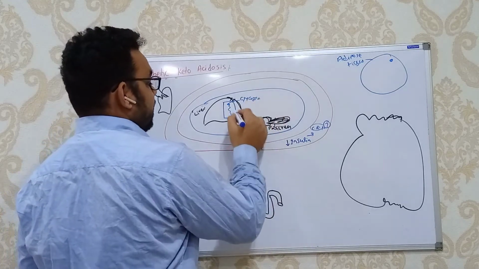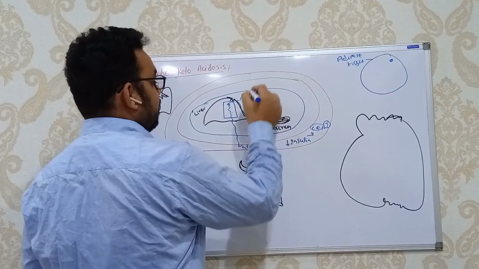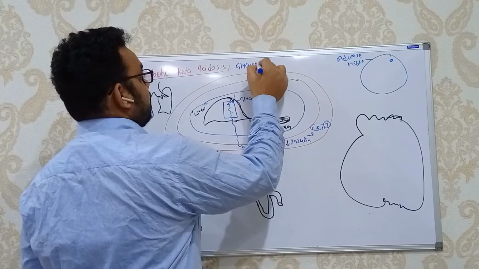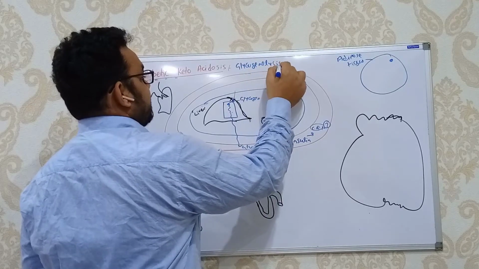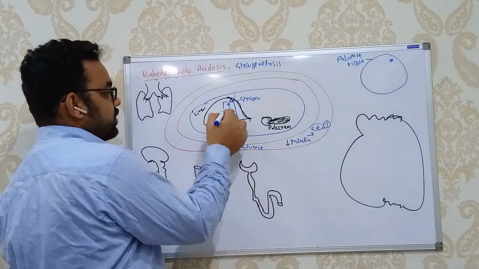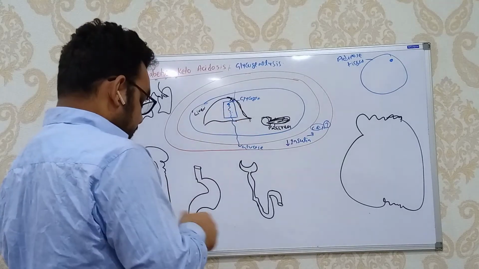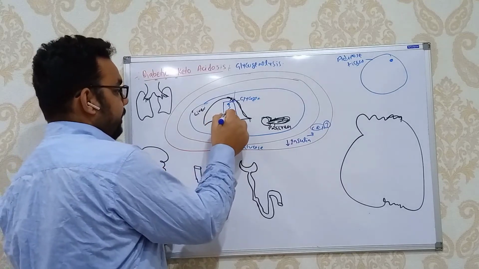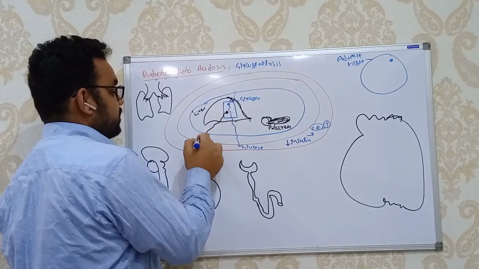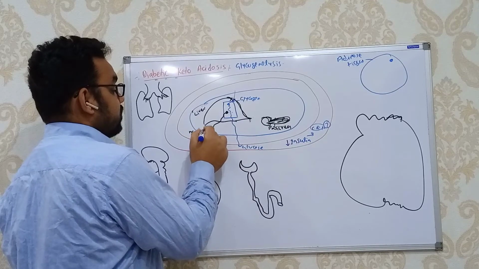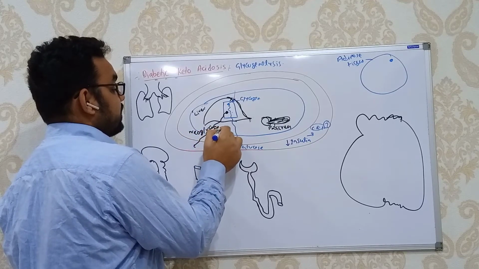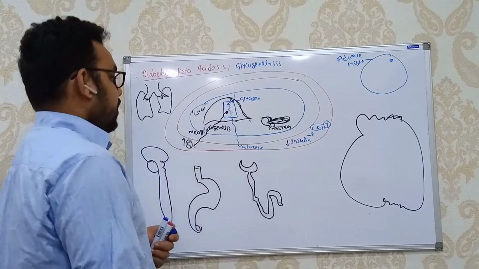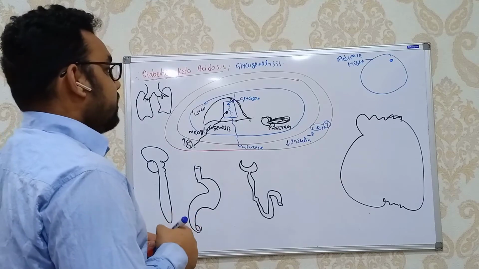So the process is glycogenolysis. I'm writing it here, glycogenolysis. The next thing they will do, they will also produce glucose from non-carbohydrate sources. Let's suppose the non-carbohydrate sources are also there, by the process of gluconeogenesis. By this process they will also produce what? Glucose, that will be more. Now, what's the main problem with these two cells?